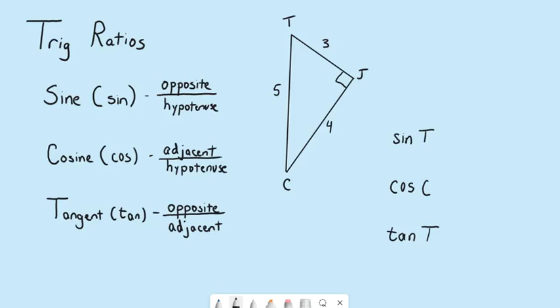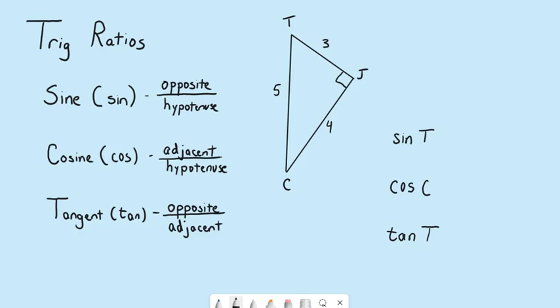Now that we got the opposite, the adjacent, and the hypotenuse down, now we can start doing some trig ratios. We're going to be looking at 3 trig ratios here. We've got sine, cosine, and tangent. There's 3 more coming on in a little bit, but we'll worry about these 3 for right now.